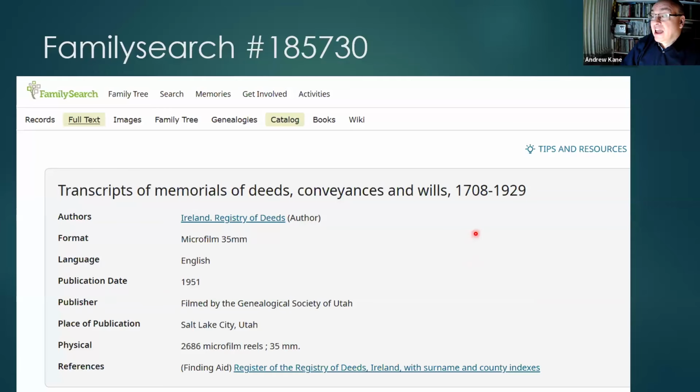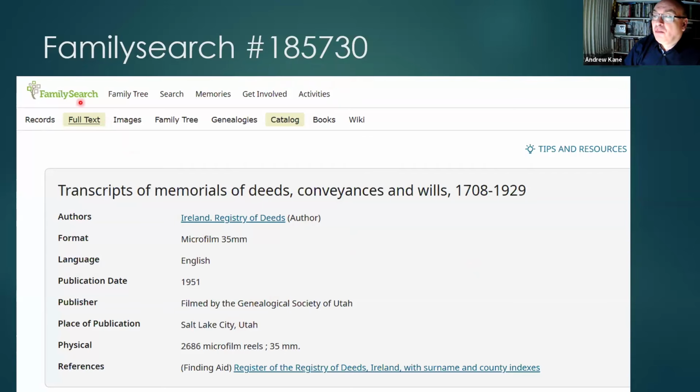And again, I was explaining you could look that up in Family Search. I find it very difficult to go to this page, so I always just Google Family Search number 185730, and it will take me there. That is the catalogue number that it's under, but I cannot get it to take me through their indexing system.